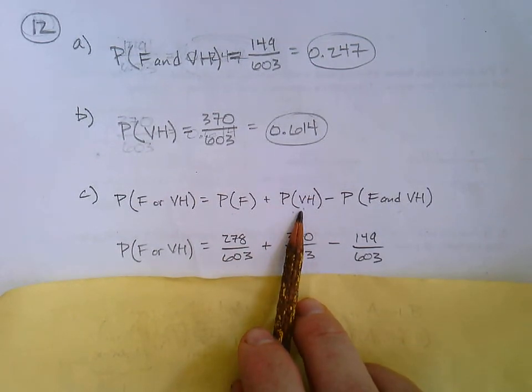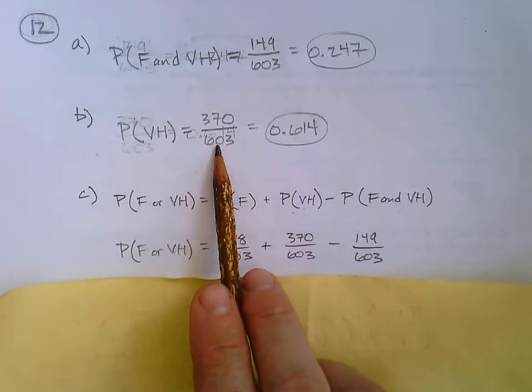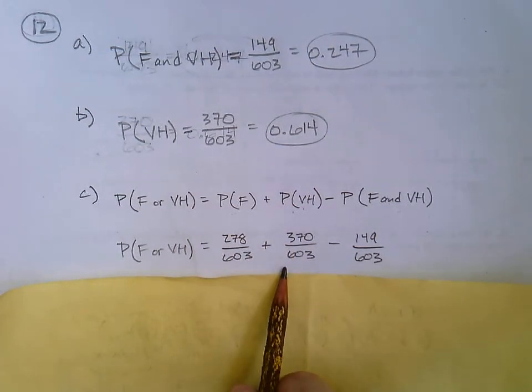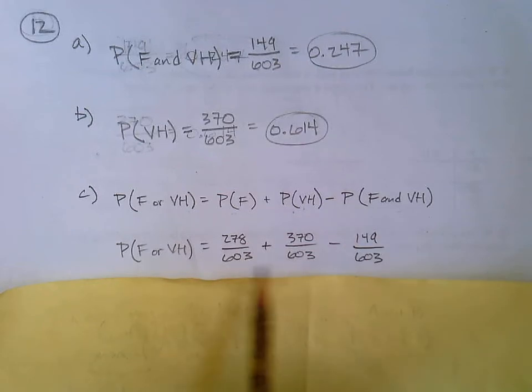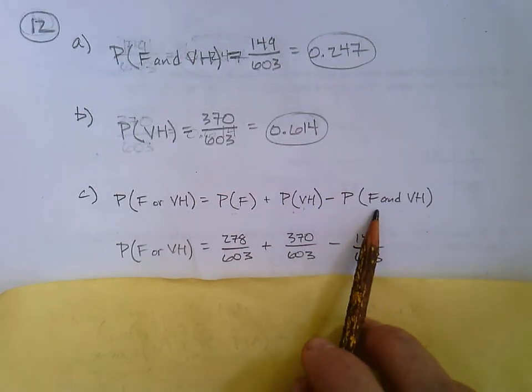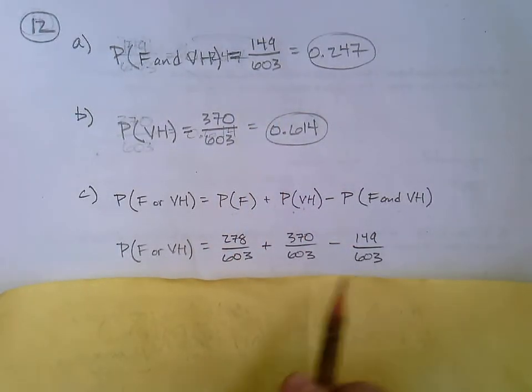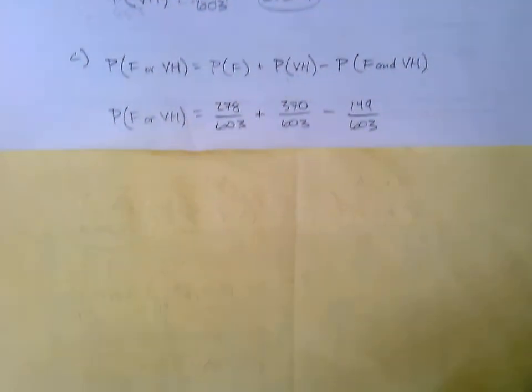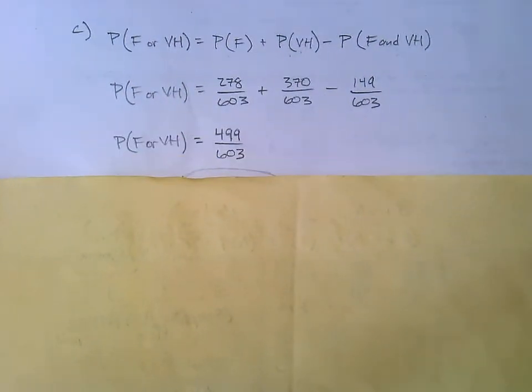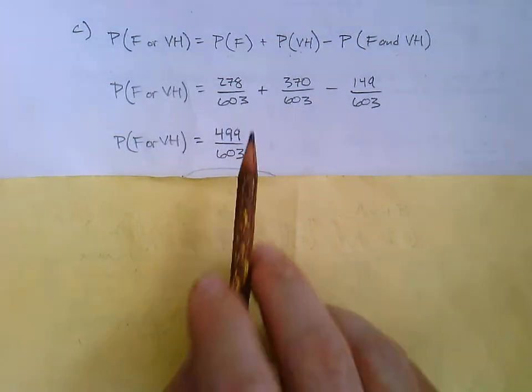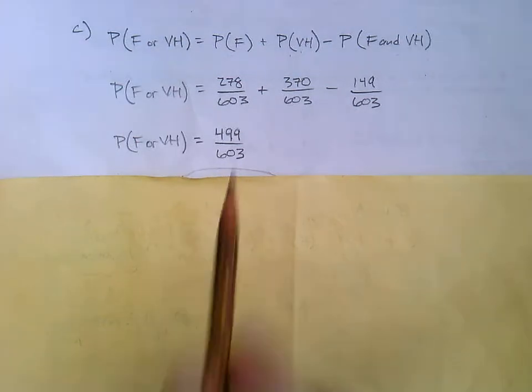What are the chances of being very happy, male or female? It was the 370 out of 603. And now we've double counted the very happy females, so we need to subtract female and very happy, and that's what we did back here, 149 out of 603. So we can put all of those together since they all have the same denominator. And it turns out that 278 plus 370 minus 149, put all the numerators together, and you get 499 out of 603.